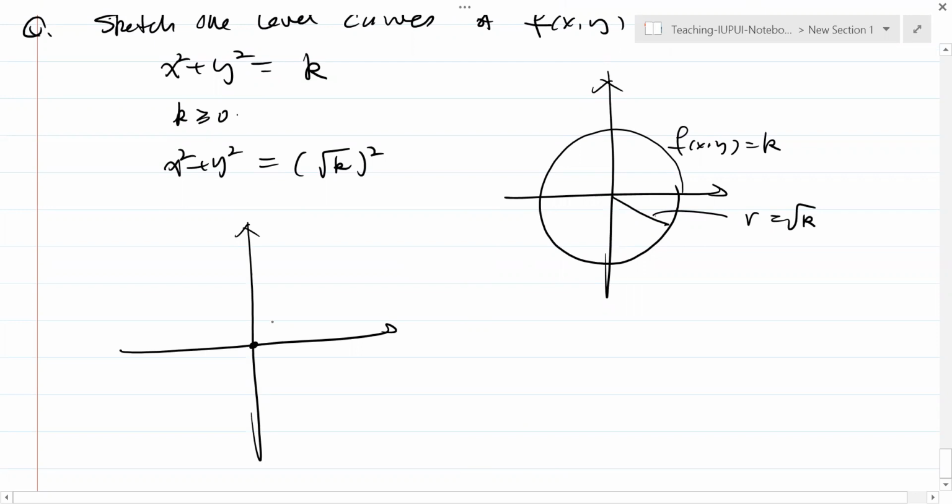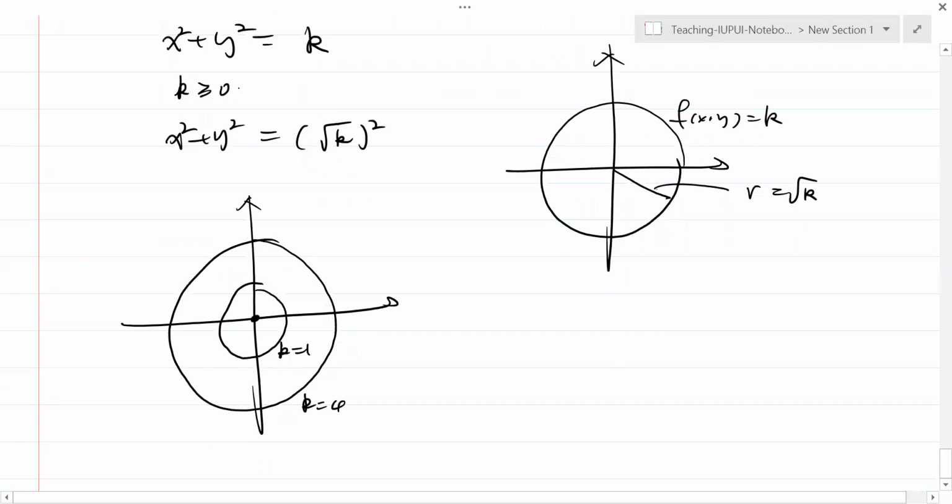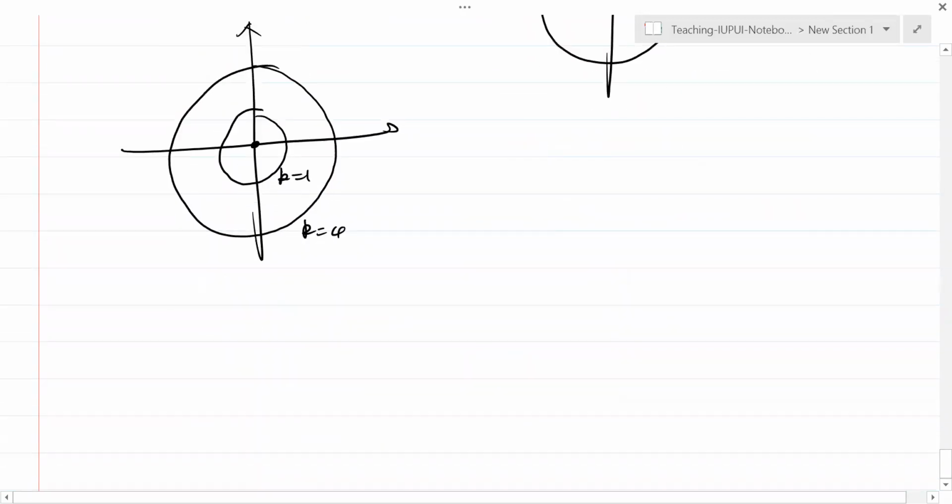Here's a point. Then k equals 1, and k equals 4. When k equals 4, the square root of 4 is 2, so the radius is going to be 2. It just doubles the radius. Three curves is enough. The first curve is actually a point. But if you want to draw the graph, how does it look?